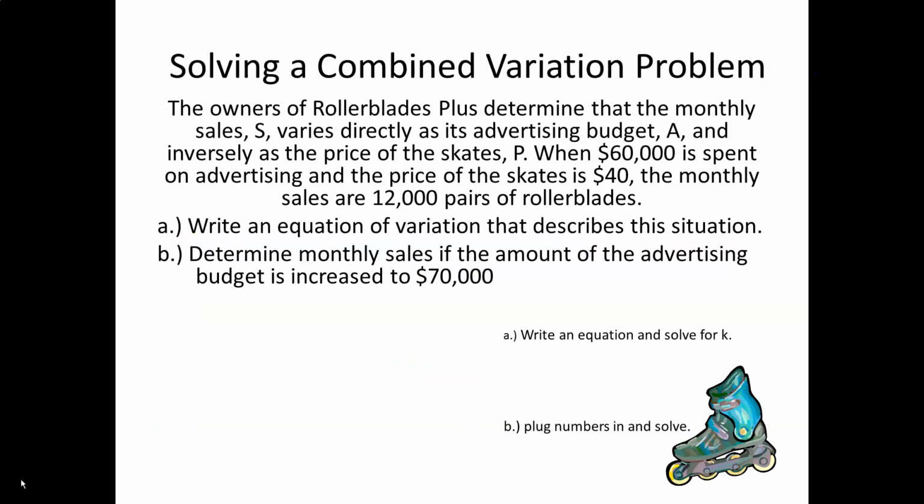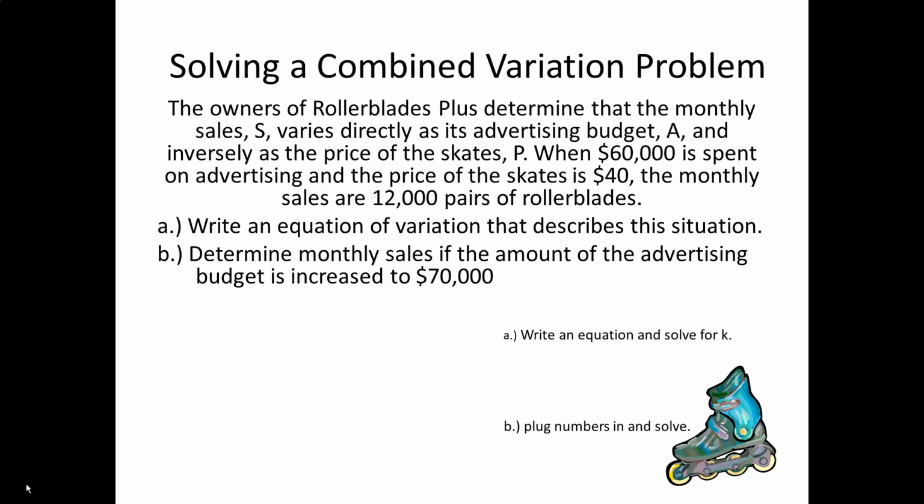Okay, so the owners of Rollerblades Plus determined that the monthly sales S varies directly as its advertising budget A and inversely as the price of the skates P. When $60,000 is spent on advertising and the price of the skates is $40, the monthly sales are 12,000 pairs of rollerblades.